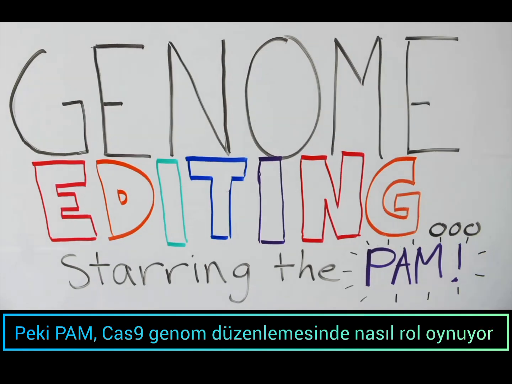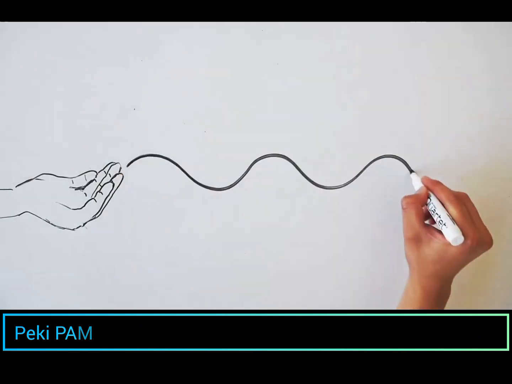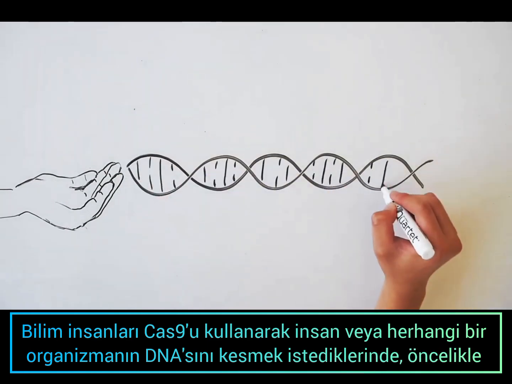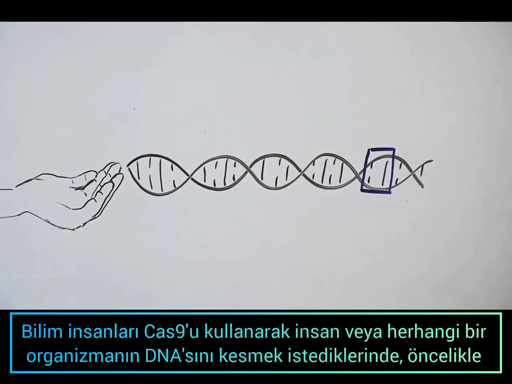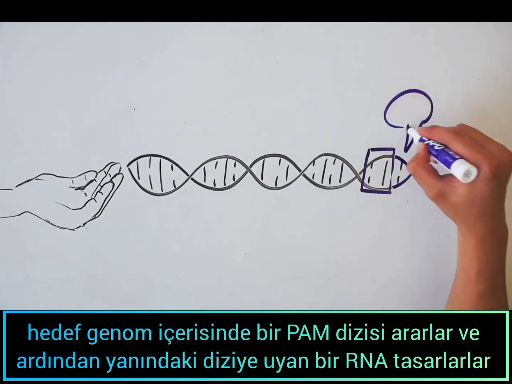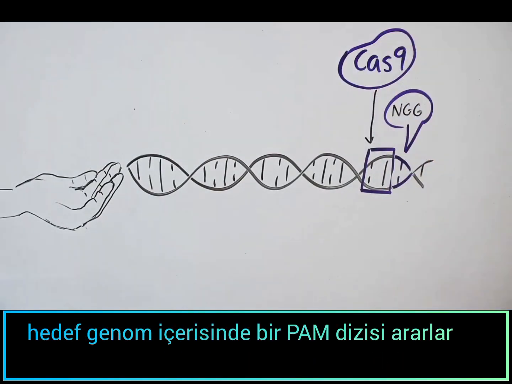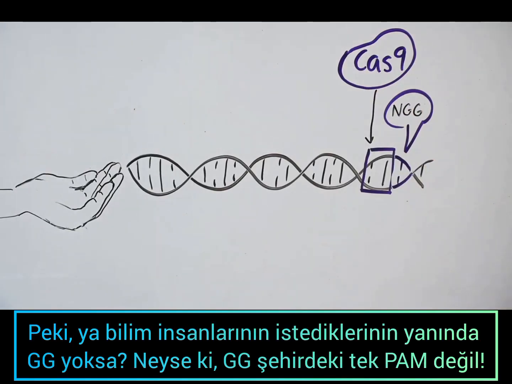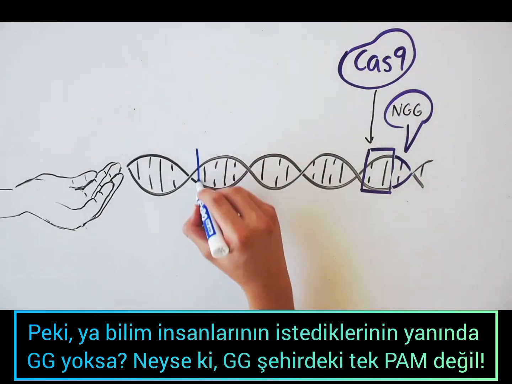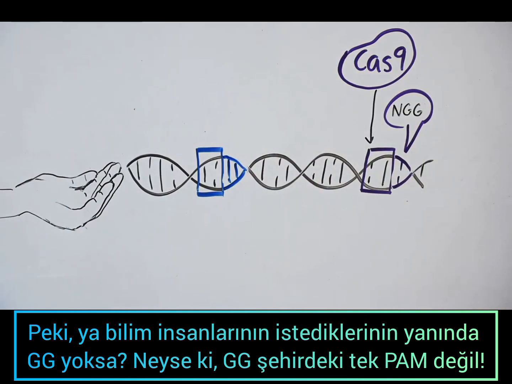So how is the PAM involved in Cas9 genome editing? If scientists want to use Cas9 to cut human DNA or the DNA of any other organism, they first look for a PAM sequence within the target genome and then design an RNA to match the sequence next to it. But what if there is no GG next to what scientists want to cut? Fortunately, GG isn't the only PAM in town.